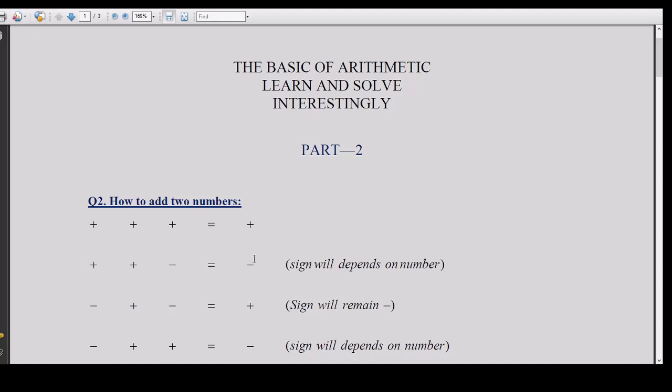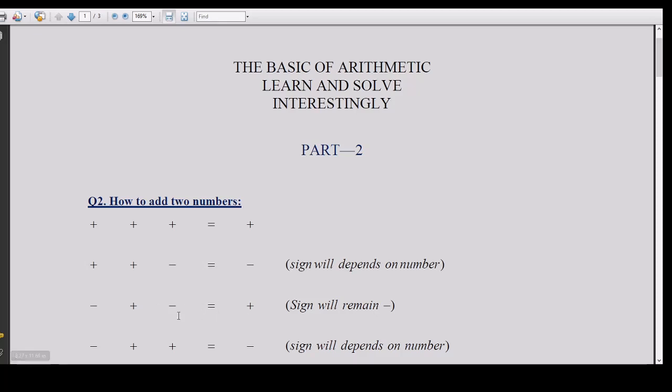The third situation is when both of these two numbers are minus. Minus with minus will be plus. The numbers will be added together, but the sign will remain minus. Please take note here. If you add minus with minus, that means you have to add them together, but the sign will remain minus.